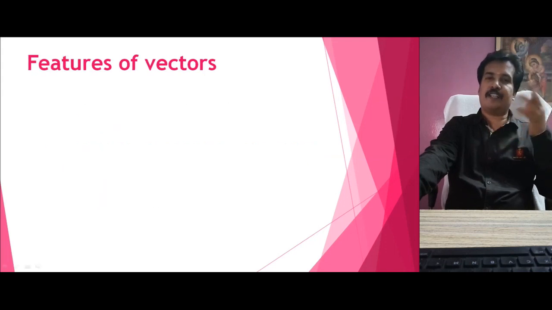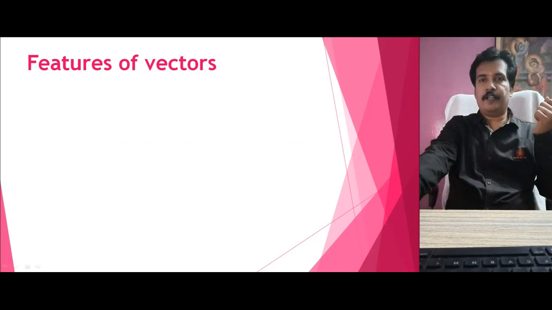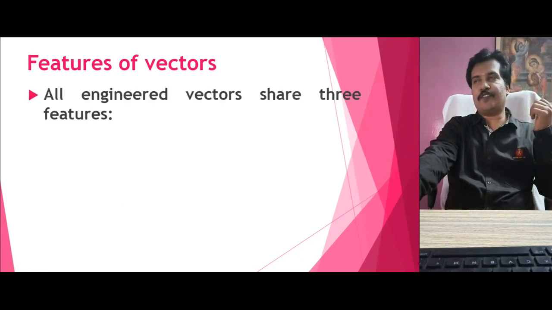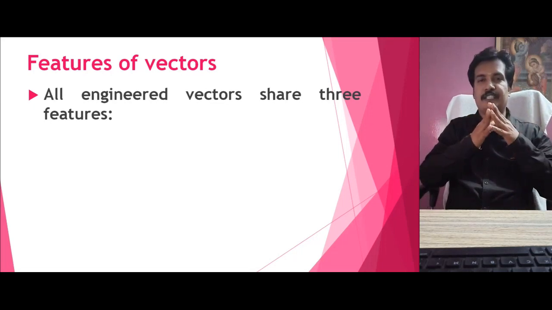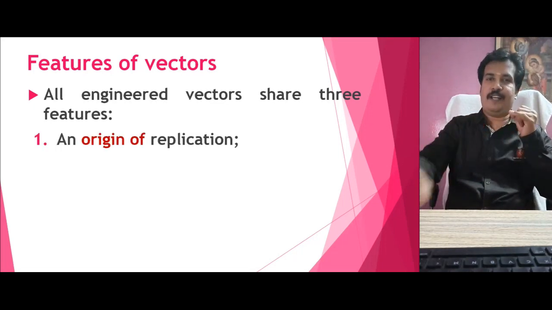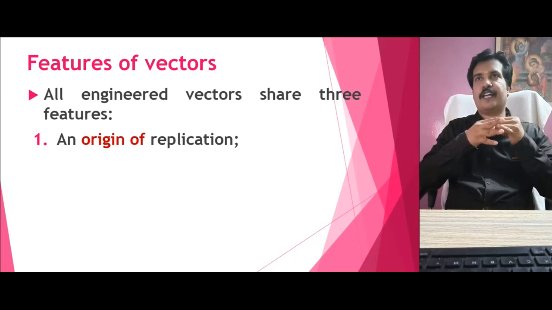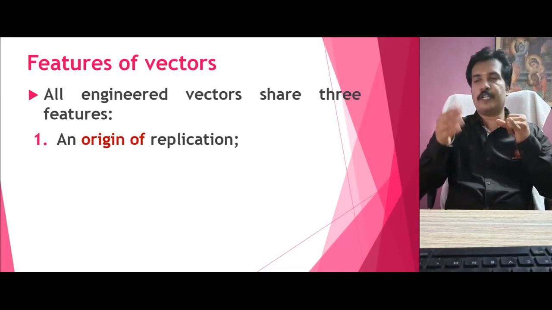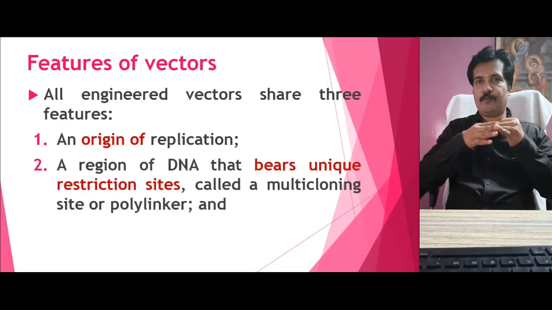Any vector, whether a plasmid, bacteriophage, cosmid or artificial chromosome, should carry certain key features. What are the basic key features of a vector? Engineered vectors generally carry three basic features. One, it carries an origin of replication, which initiates the replication process so it can produce clones in multiple copies. That is the first thing it needs.